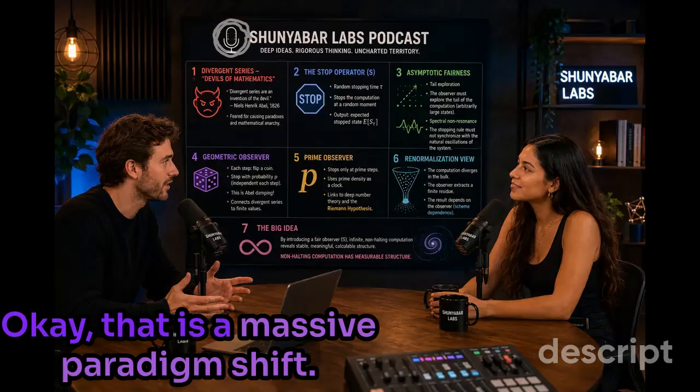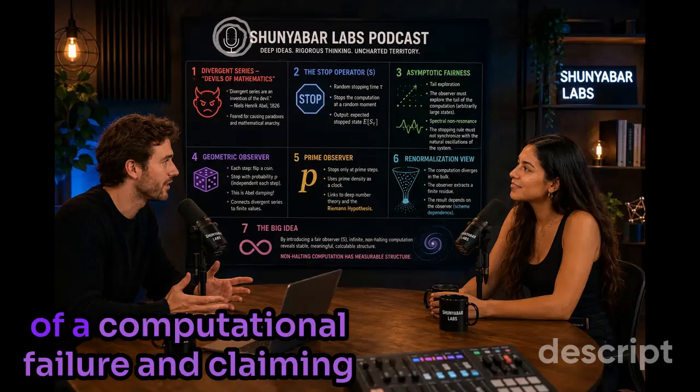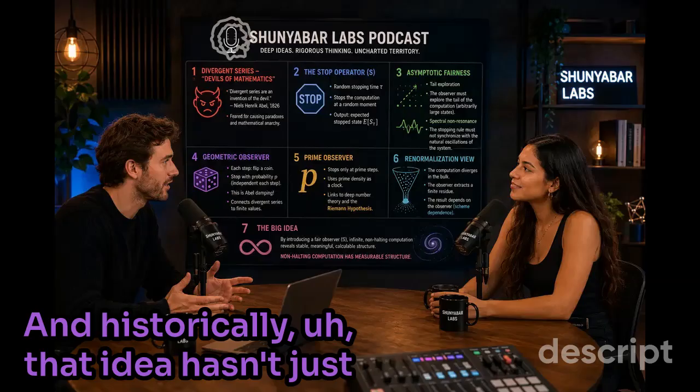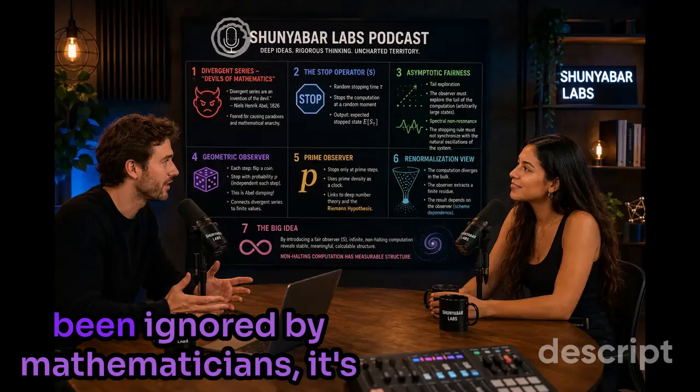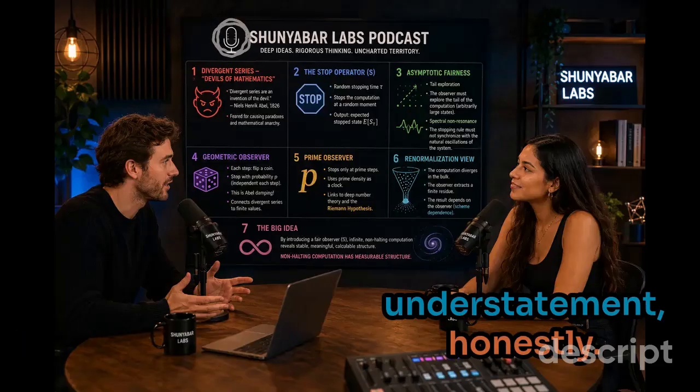Okay, that is a massive paradigm shift. I mean, you're taking the literal definition of a computational failure and claiming it has a hidden architecture. Yes. And historically, that idea hasn't just been ignored by mathematicians, it's been actively feared. Feared is almost an understatement, honestly.